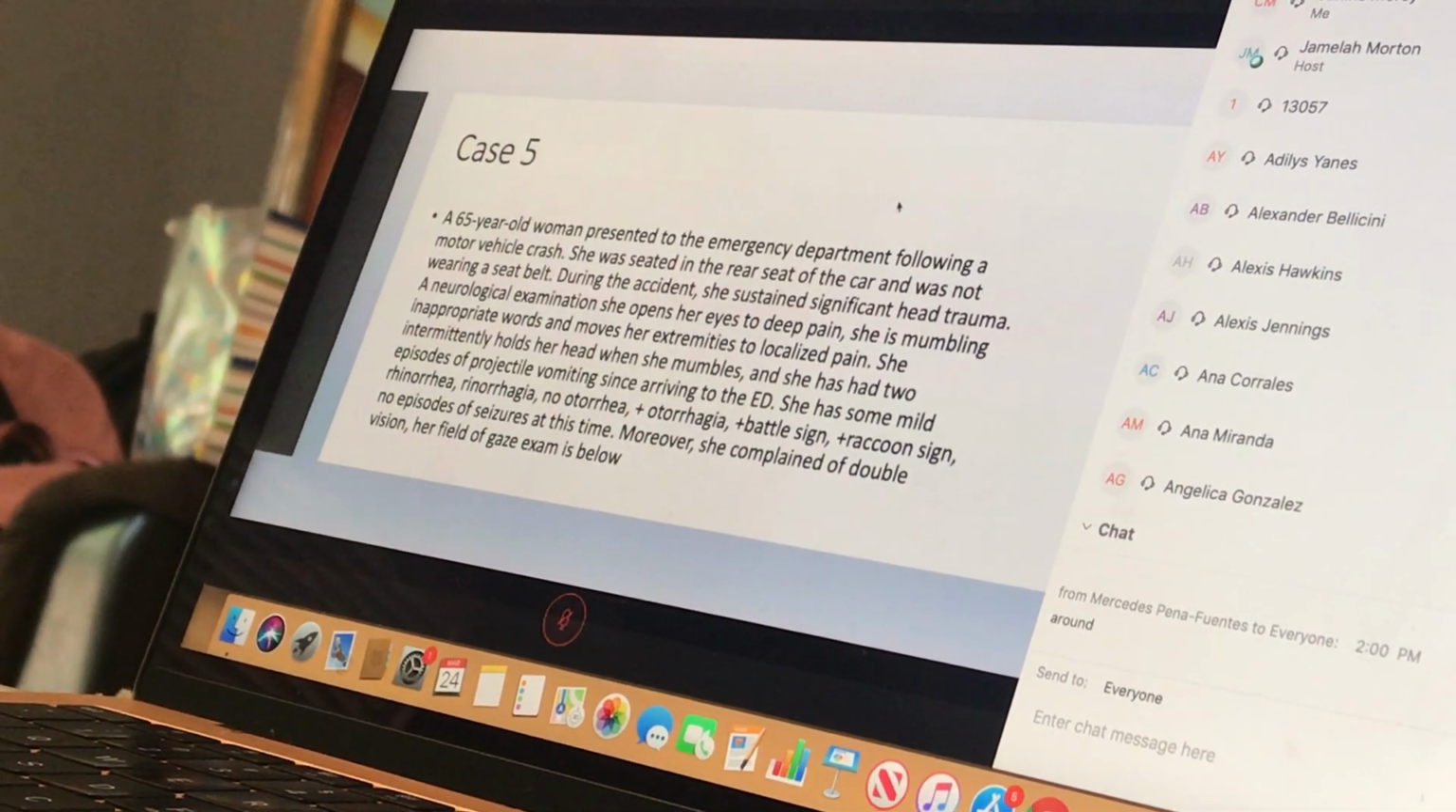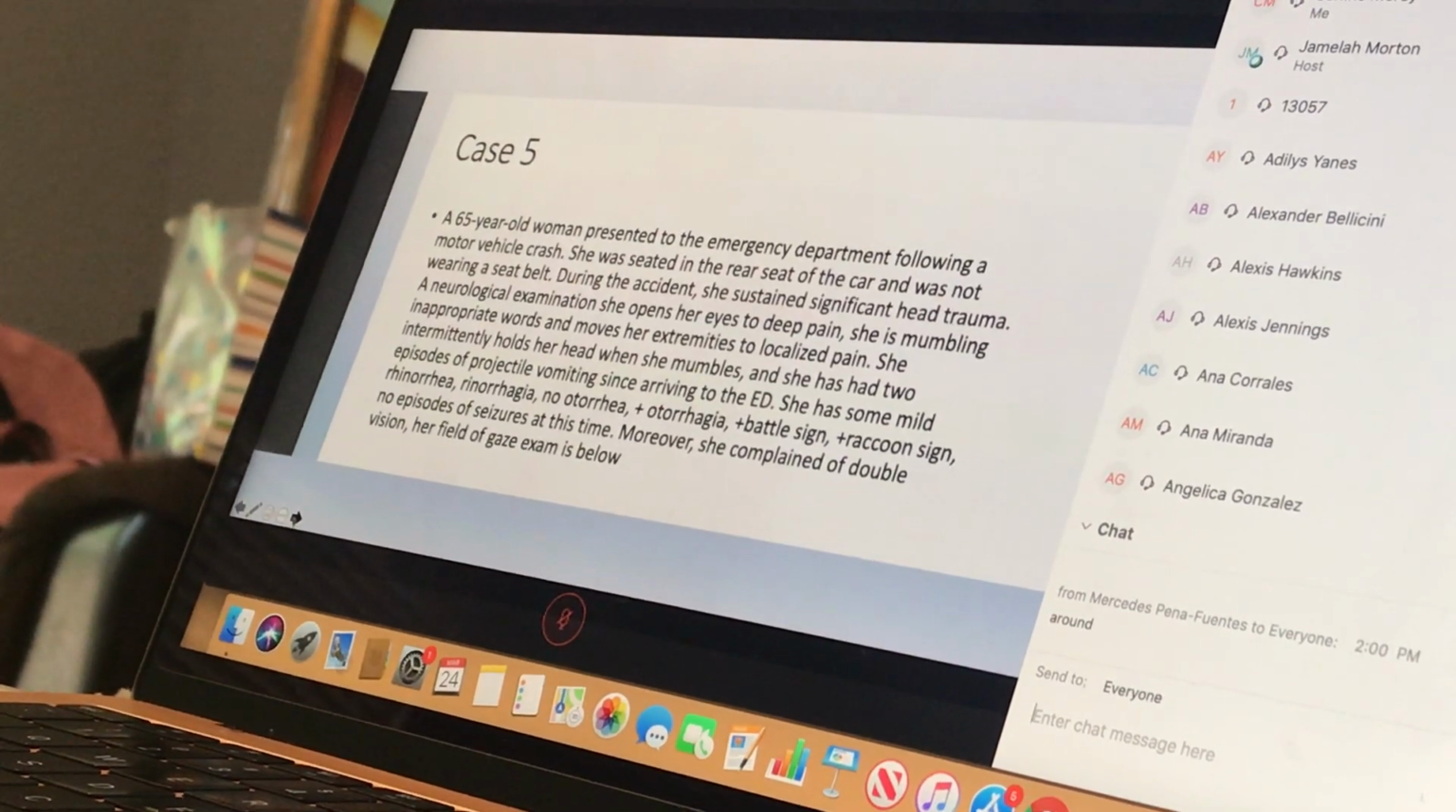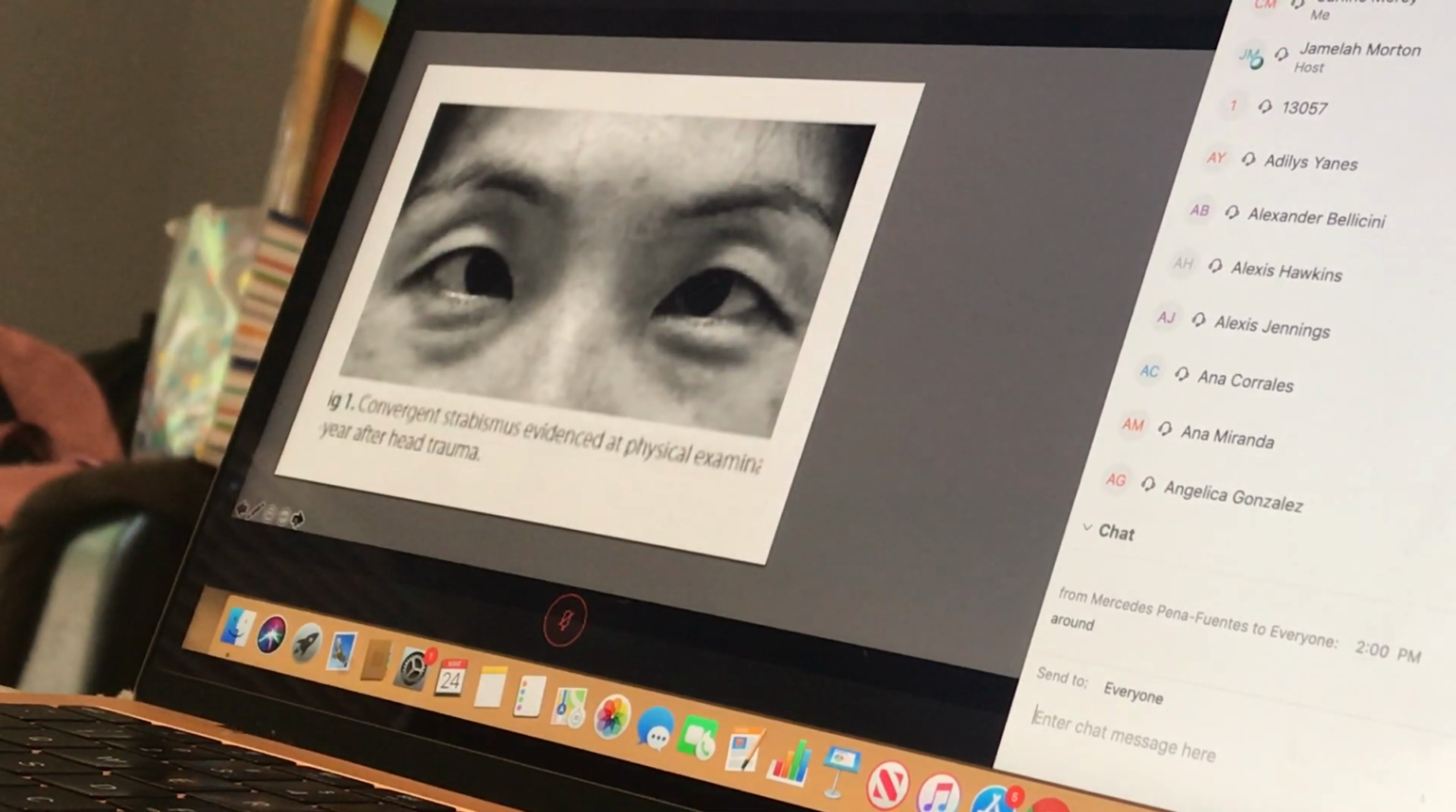She hasn't had any seizures. She complained of double vision. Okay? And her field of gaze exam is below. I'm going to show you her field of gaze exam. What is that, guys?